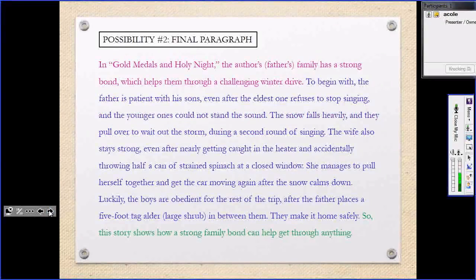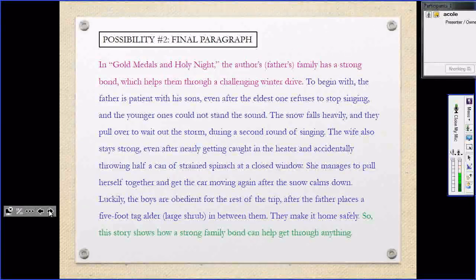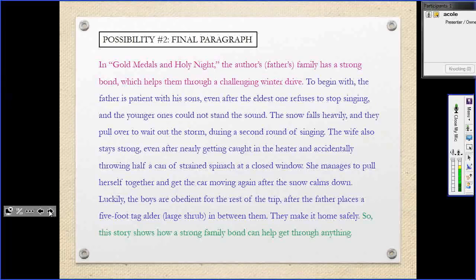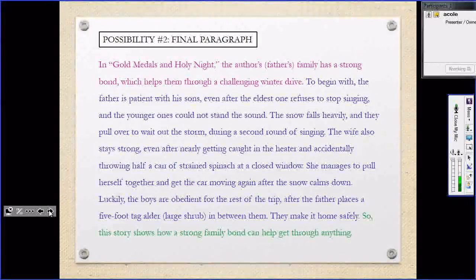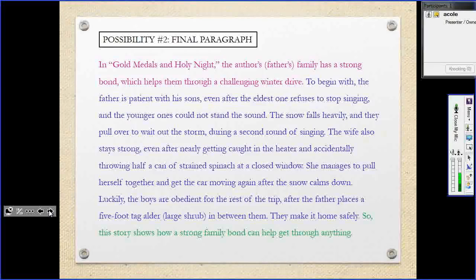In Gold Medals and Holy Night, the author's father's family has a strong bond, which helps them through a challenging winter drive. To begin with, the father is patient with his sons, even after the eldest one refuses to stop singing, and the younger ones could not stand the sound. The snow falls heavily, and they pull over to wait out the storm during a second round of singing. The wife also stays strong even after nearly getting caught in the heater and accidentally throwing half a can of strained spinach at a closed window.